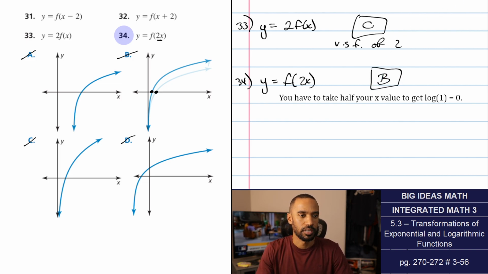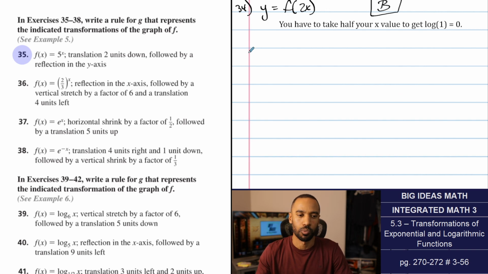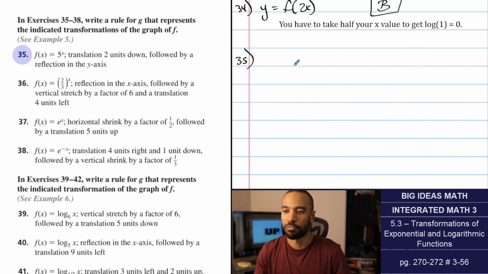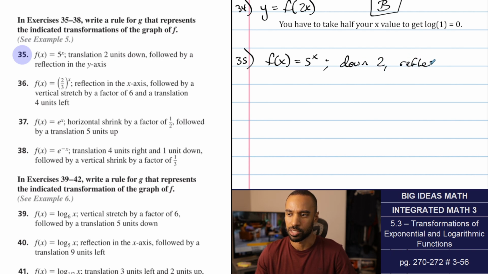Okay, let's move forward. Numbers 35 to 38, write a rule. So we're not drawing graphs, we're just coming up with the rule on these ones. And I think that's true for 39 to 42 as well. Only these are exponentials, and then after that we have logarithms. So f of x equals 5 to the x power. We are going to translate 2 units down, followed by a reflection in the y-axis.